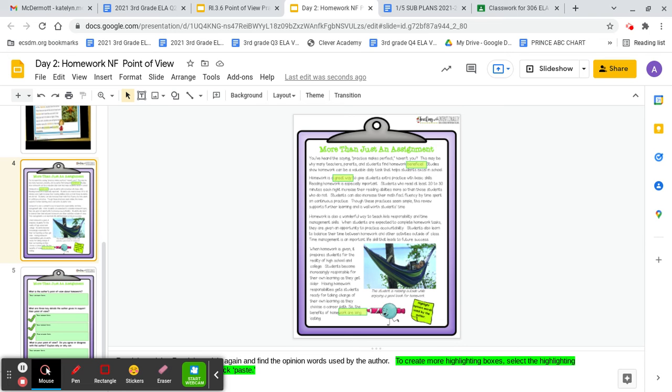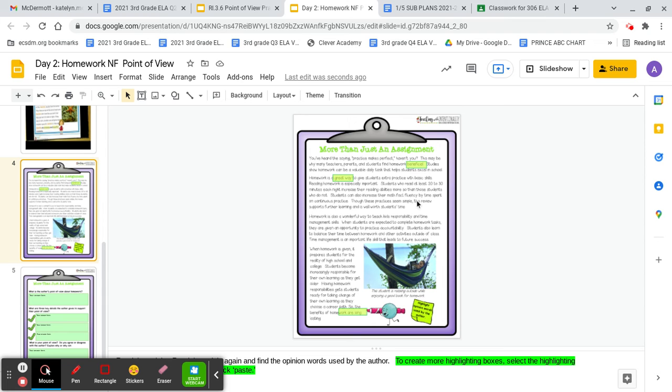Already, I'm stopping and thinking at my first paragraph. I see the word homework, so I know that the topic is about homework. Getting homework at home, assignments. I see the word beneficial. I see the words help, valuable, excel. All of those words are signaling to me that the author thinks that this is a good thing to have. Homework is a good thing.